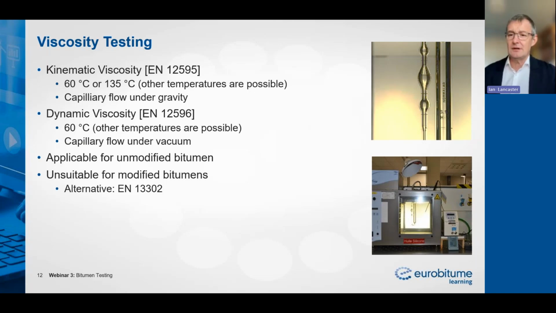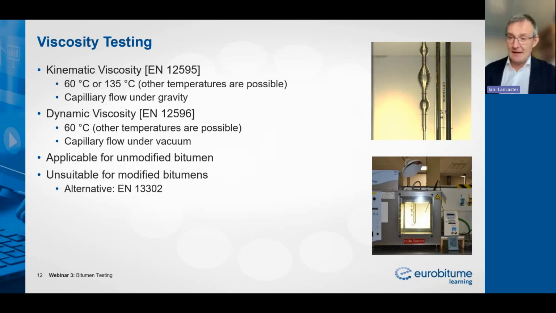The 2 test methods that we have in our specifications are called kinematic viscosity and dynamic viscosity. They both operate in pretty much the same way. We have a capillary, and we allow the bitumen to flow through that capillary and measure the time it takes to go between 2 precisely defined markers on the capillary tube, and from that we can calculate the viscosity at those discrete temperatures.